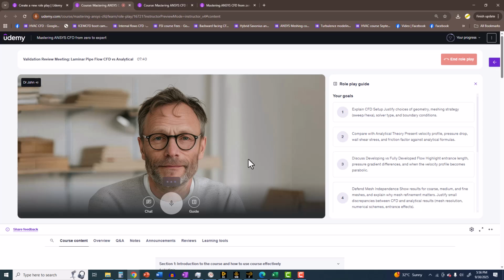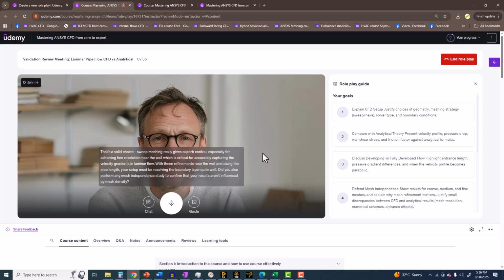That's a solid choice. Sweep meshing really gives superb control, especially for achieving fine resolution near the wall, which is critical for accurately capturing the velocity gradients in laminar flow. With those refinements near the wall and along the pipe length, your setup must be resolving the boundary layer quite well. Did you also perform any mesh independent study to confirm that your results aren't influenced by mesh density?